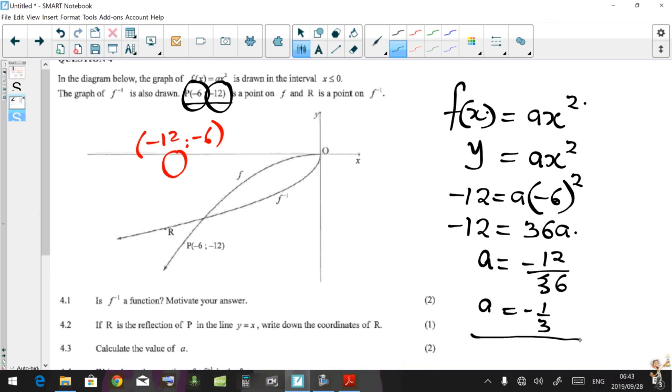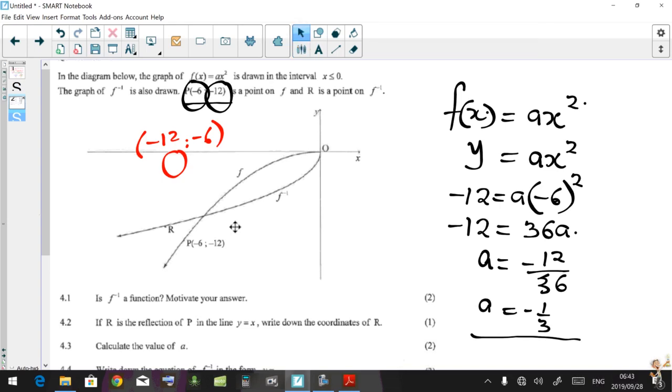Done. Alright, very straightforward. Don't be scared by looking at a function they give you. It's quite scary sometimes when you look at the graph. Avoid being scared. Take it one step after the other. You would find that it's very doable.